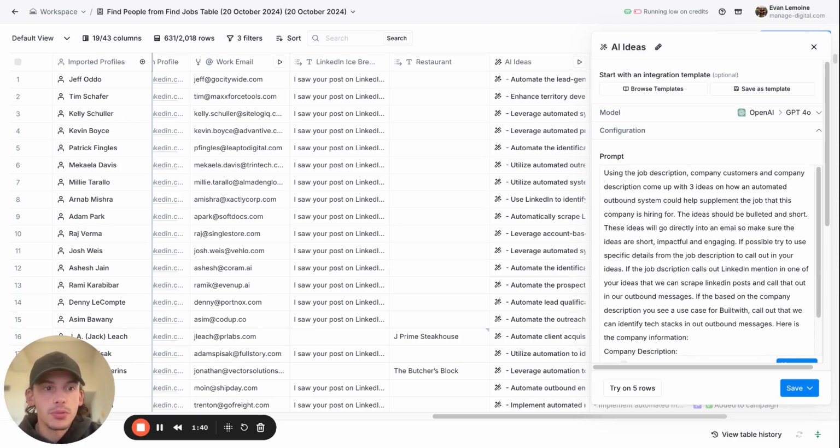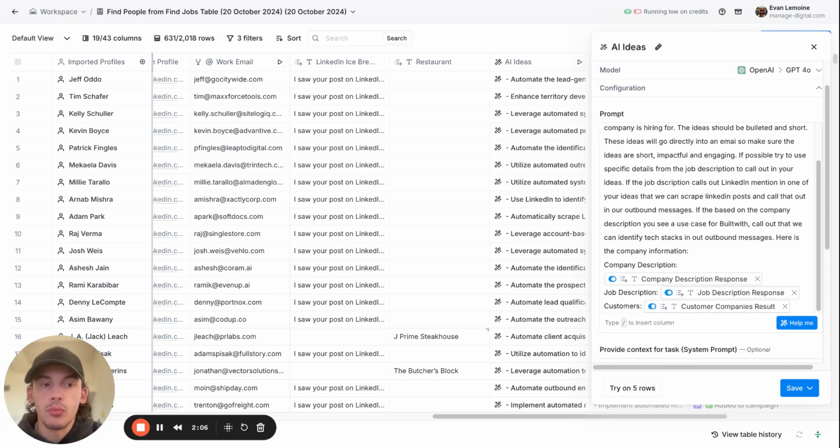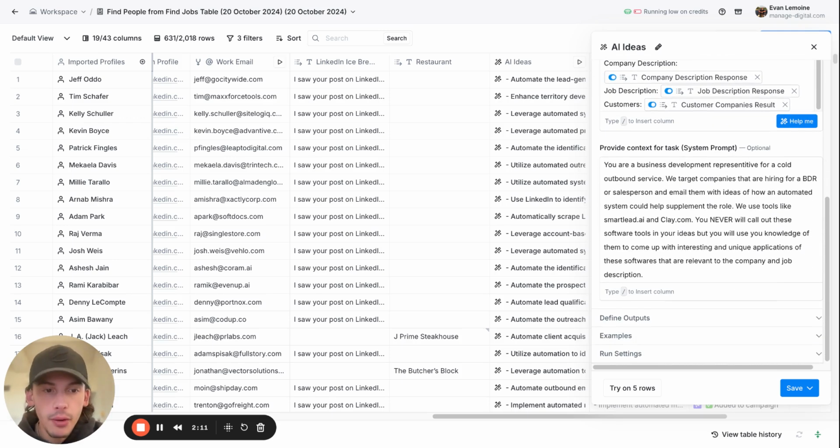Use the job description, company customers, and company description to come up with 3 ideas. Basically, again, we help people automate their outbound sales. Use this data to determine 3 good ideas on how they could leverage this system for this specific job. So, like, how can we supplement the BDR that they're hiring for, the sales executive they're hiring for, the account executive they're hiring for? How can we supplement them with this system? Let's put together 3 ideas. And then we provided context.